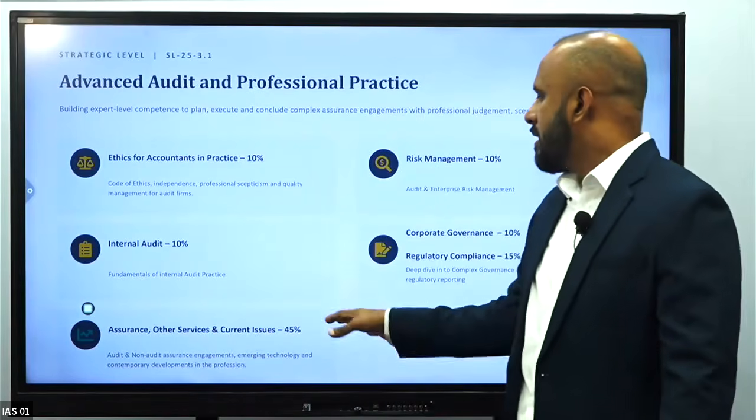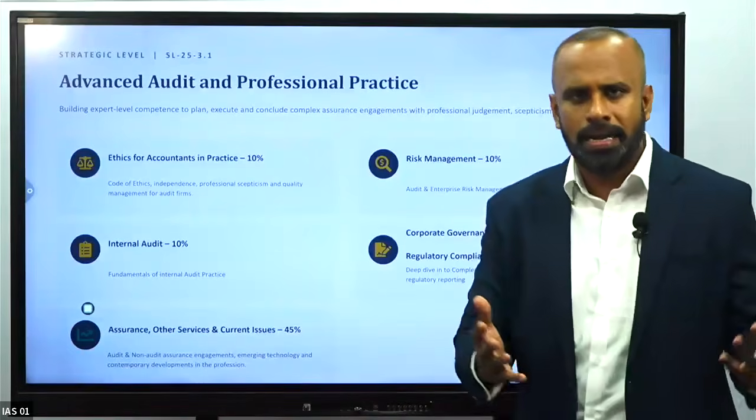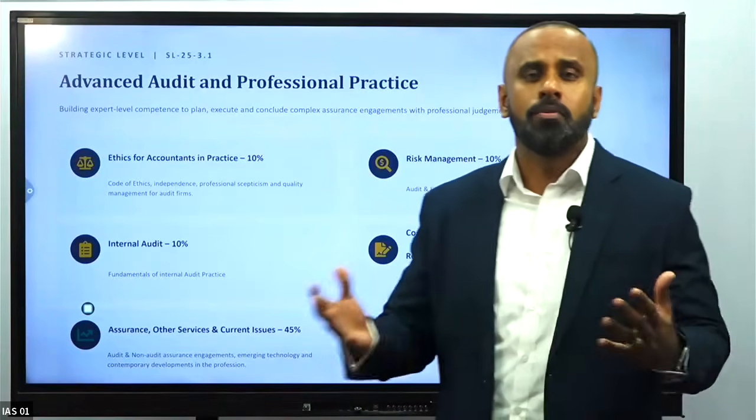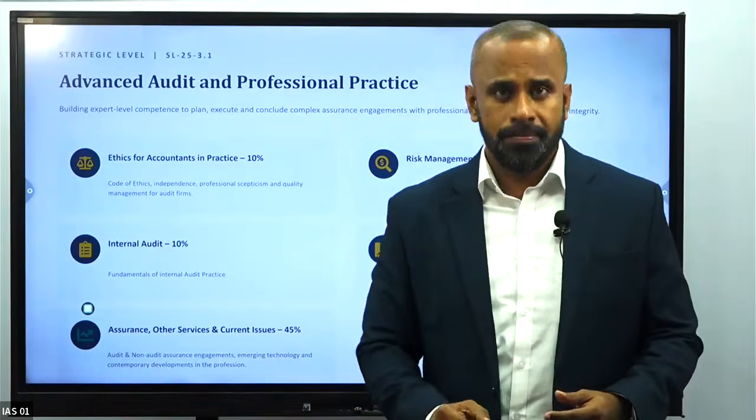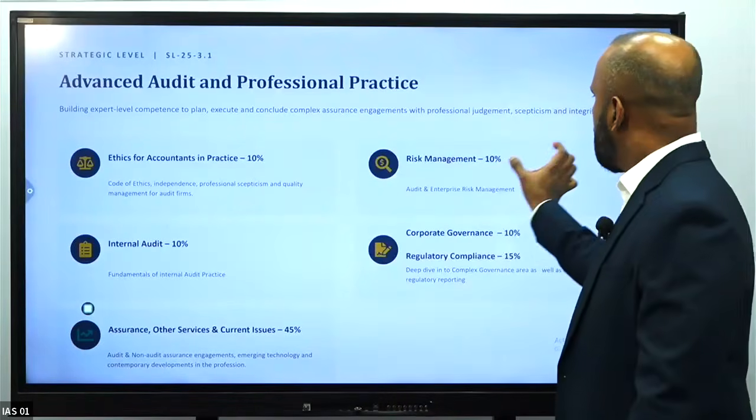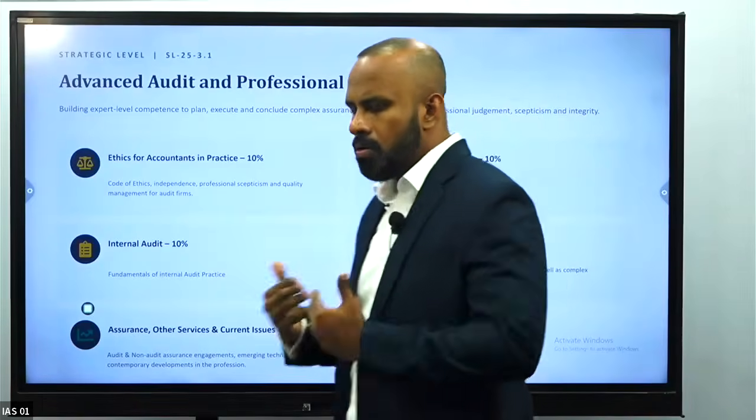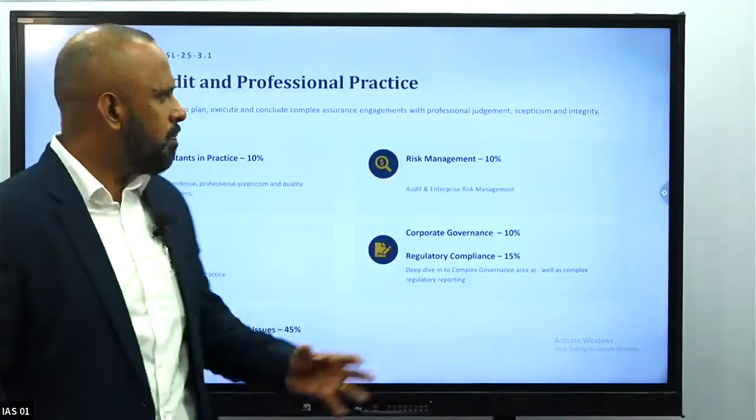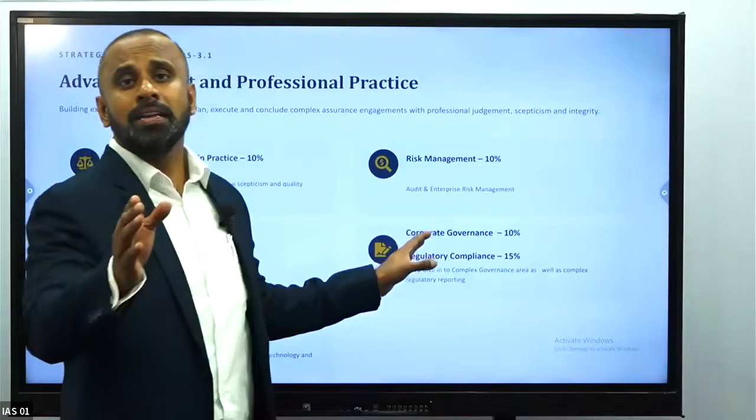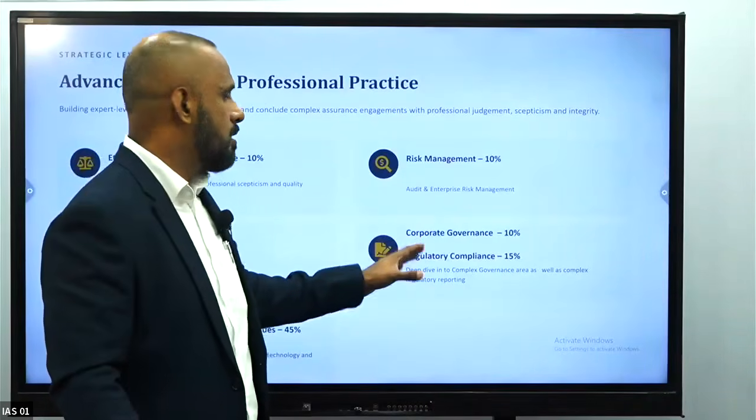Then assurance and other related areas, students: auditing, due diligence, and other assignments like agreed upon procedures and forensic auditing. All these areas are 45% of the syllabus. Then risk management, all good old enterprise risk management, is there for 10 marks, 10% of the syllabus, and corporate governance, again 10%.